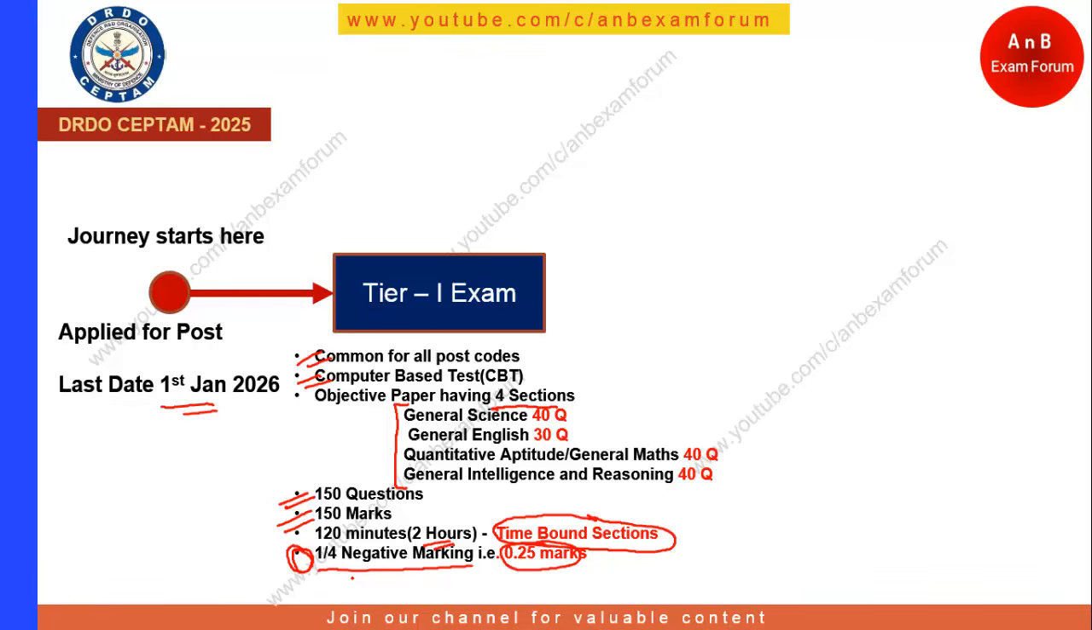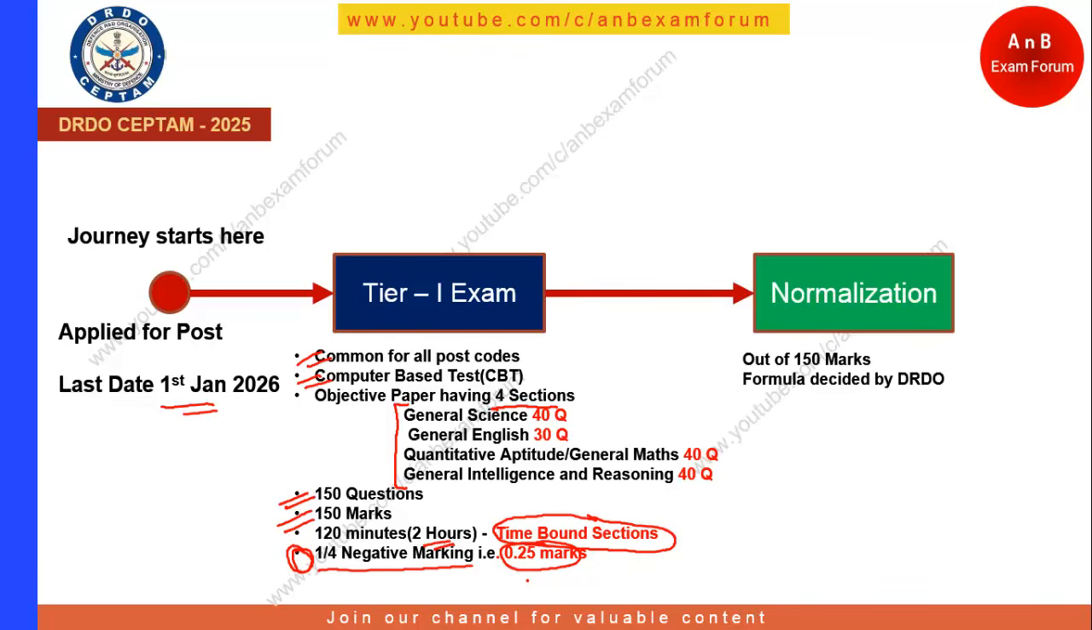Okay, so the new things you should remember: it is time bound. The second one is that there is a negative marking of 0.25 marks. Once your exam is over, your result will be declared. After that, out of 150 marks, normalization would happen.